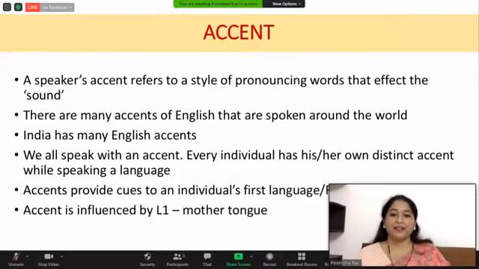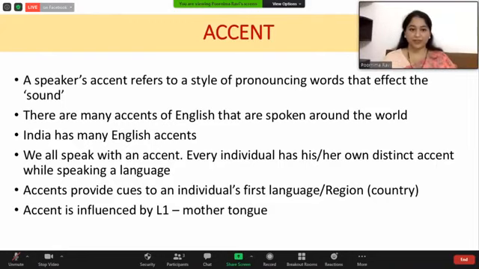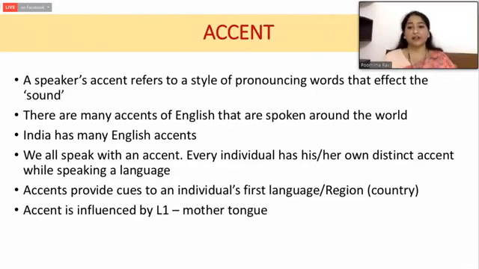What is accent? A speaker's accent refers to a style of pronouncing words that affects the sound. There are many accents of English that are spoken around the world. My favorite accent is the British accent. So there are different accents like that. You have the American accent, Chinese accent, and within India as well, we have different accents. We all speak in an accent. Would you agree with me?